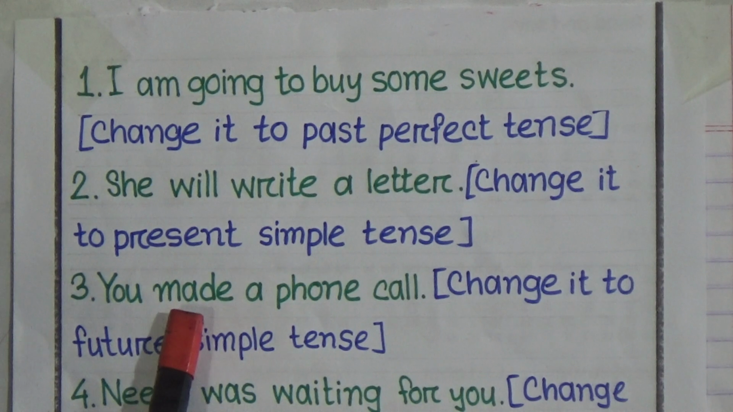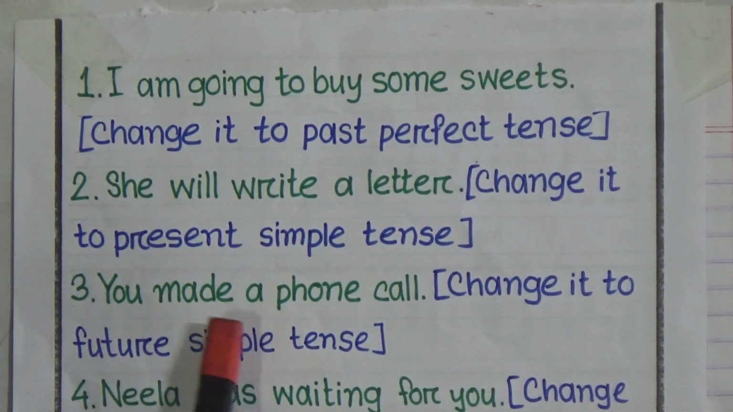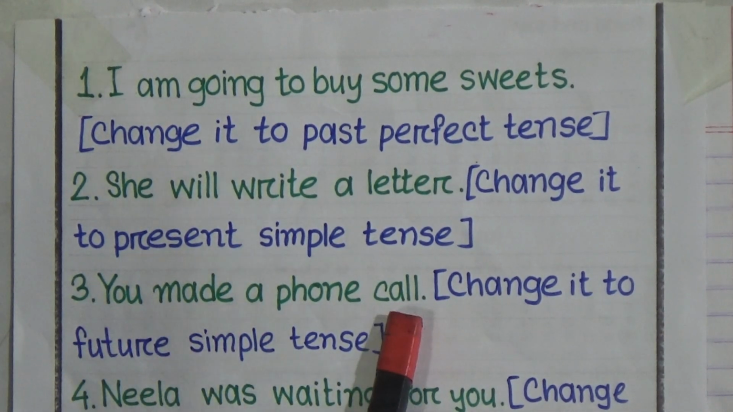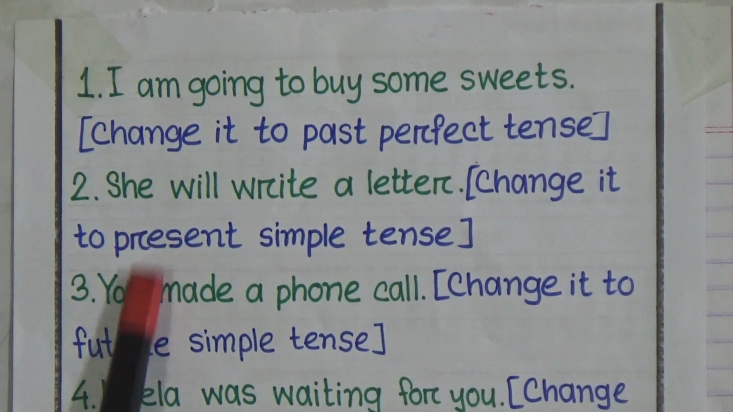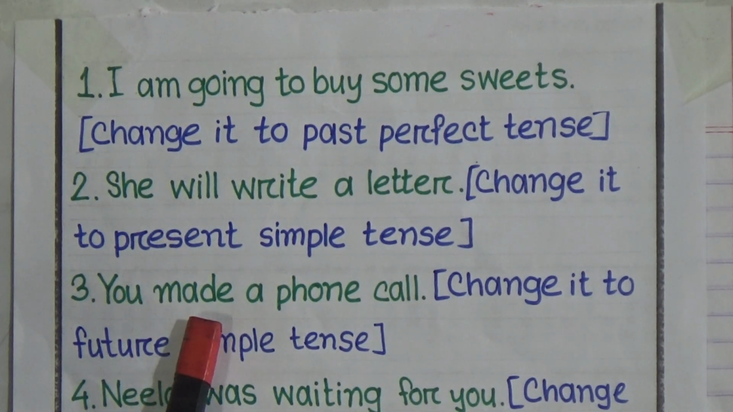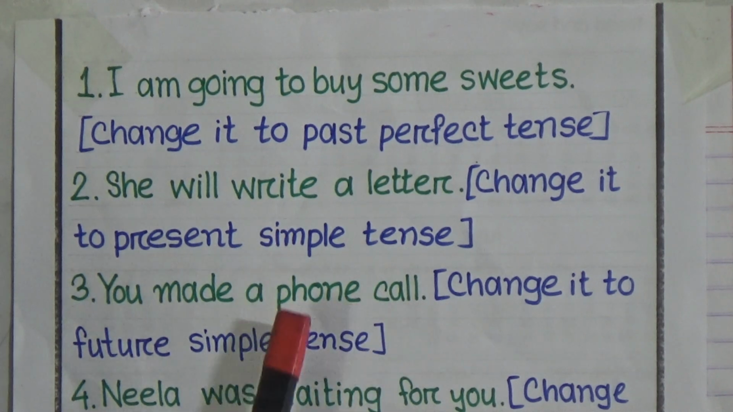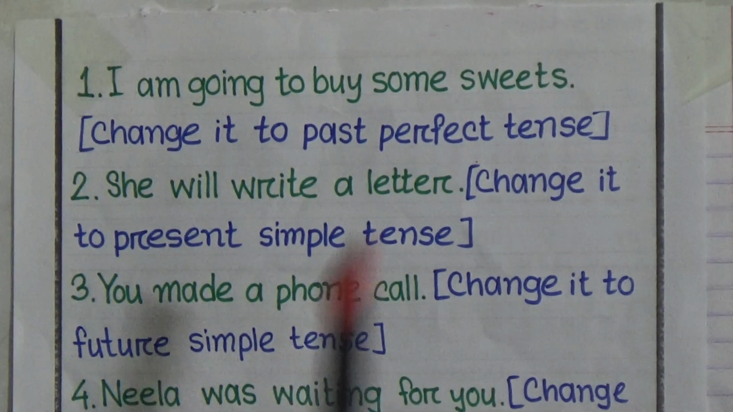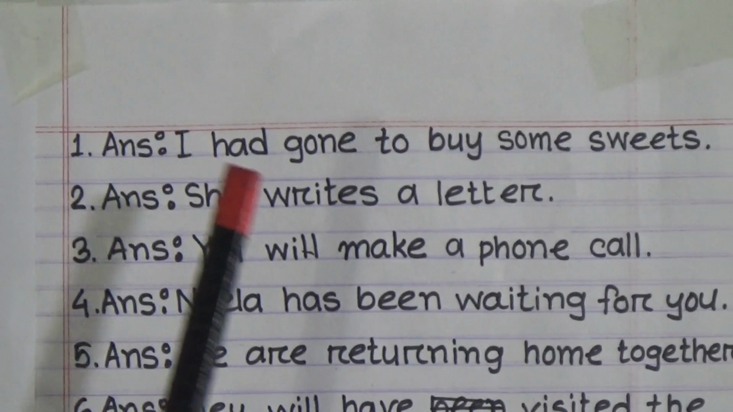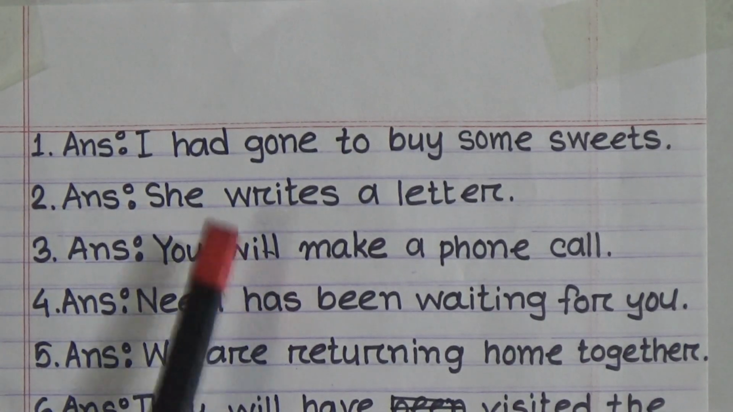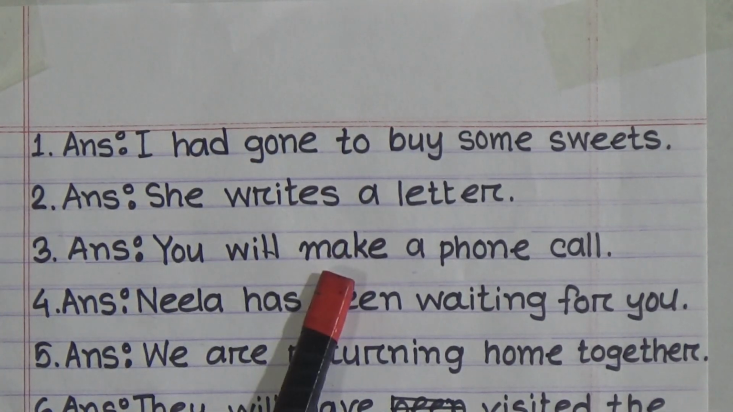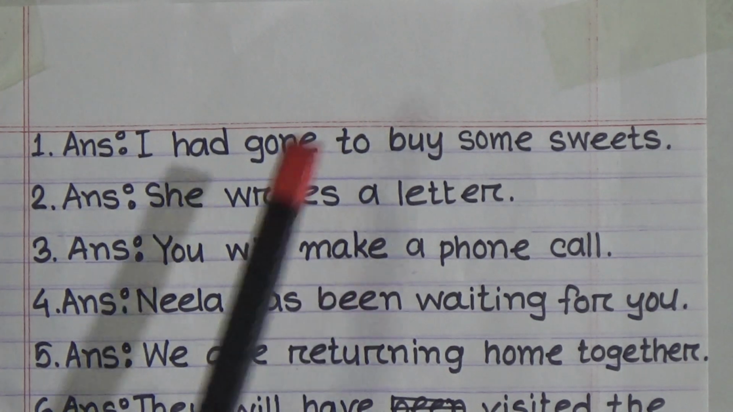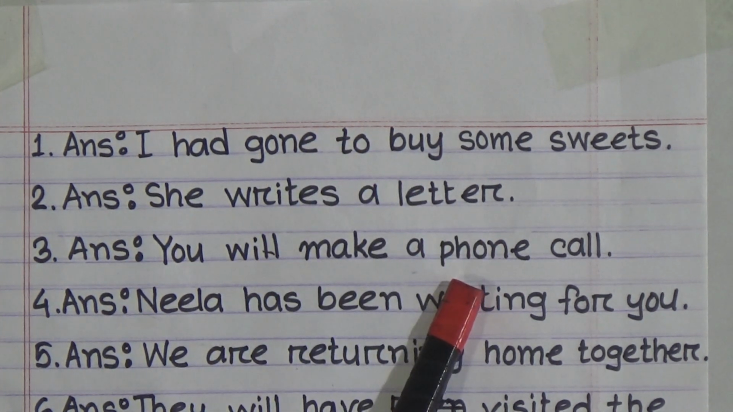Now number 3, you made a phone call. Made. The verb is in past tense. So the sentence is in past indefinite tense. There is no auxiliary verb before the word made. You made a phone call. This is past indefinite tense and we have to change it to future simple tense. And we know the structure of future simple tense. First we have to use subject, then we have to use shall, will. After shall, will, we must use the base form of principal verb and then object or an extra.